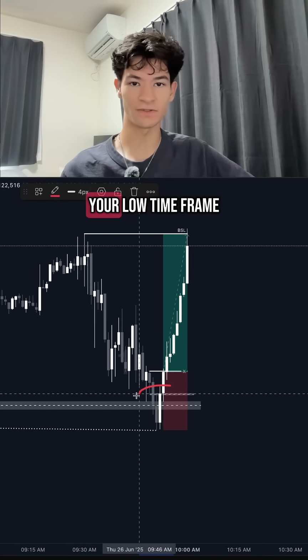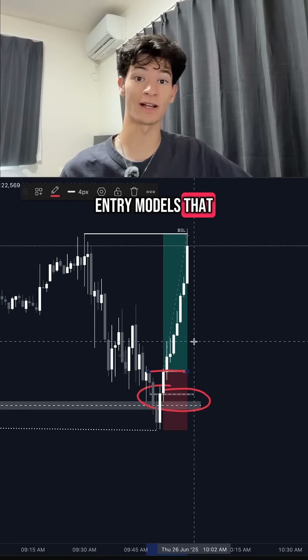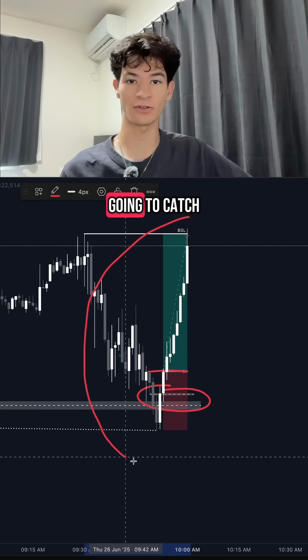So now when you shift to your low time frame and you start to see your inversion gaps or any of your other internal entry models that align with your high time frame, that's how you're going to catch much higher probability executions.